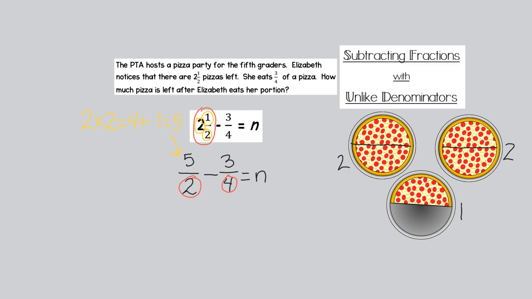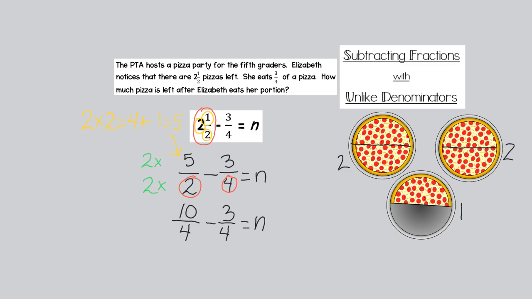To do that, we ask ourselves, well, if I want to make the 2 in the denominator a 4, what do I need to do to it? Well, I multiply, right? 2 times 2 is 4. Whatever you do to the denominator, you need to do to the numerator so that the fractions stay equivalent. So we have 10 over 4 because 2 times 5 is 10 and 2 times 2 is 4. 10/4 minus 3/4 equals n.